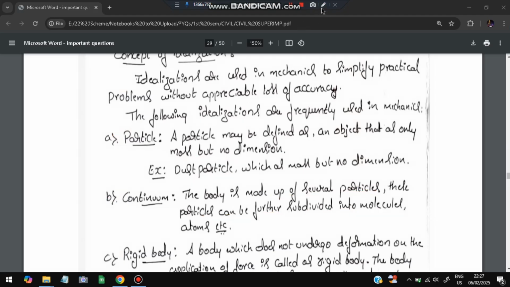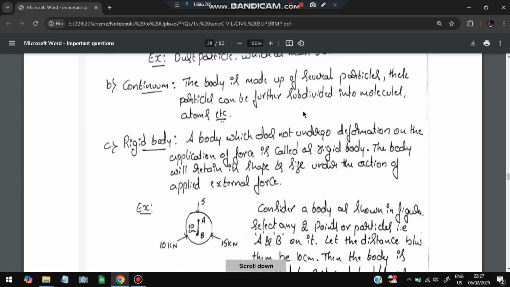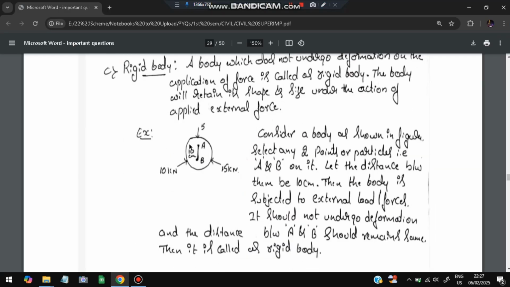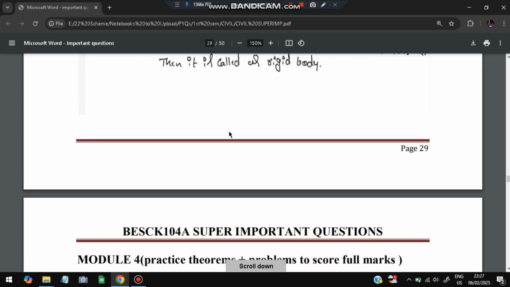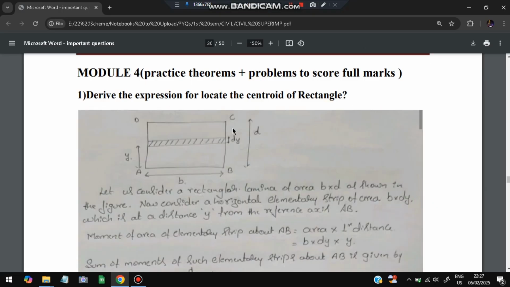Next is rigid body. A body which does not undergo deformation. Okay, that is a rigid body which does not change its size or shape on application of external force. See, this is the body, and if force is applied and the shape is not changing, that is called a rigid body. Okay, these are the idealizations of engineering mechanics.